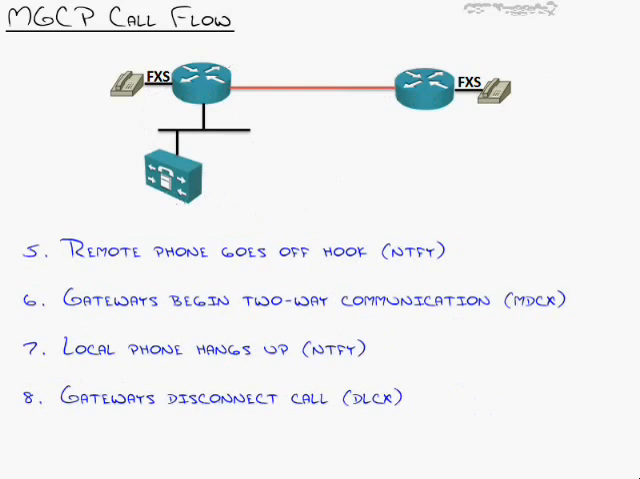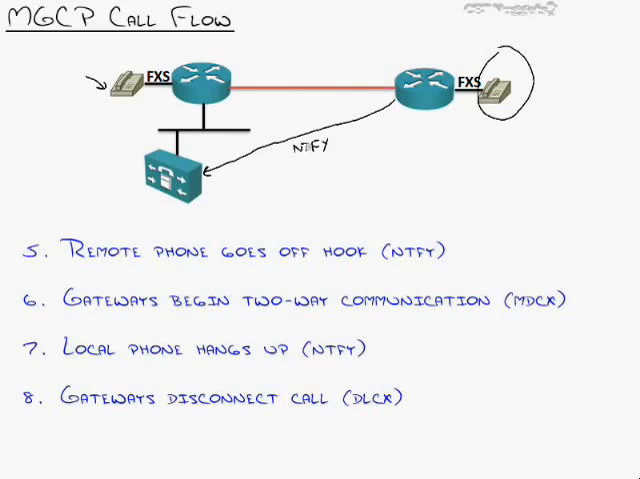So we're at the point now where we have a remote phone ringing over here on the left-hand side, playing ringtone for the person that's sitting at that desk, and this phone over here is playing the ringback signal in the handset. So the local caller knows that the remote side is ringing. So as soon as the remote phone goes off hook, the remote gateway sends a notify message to the call manager saying, call manager, somebody has lifted the handset.